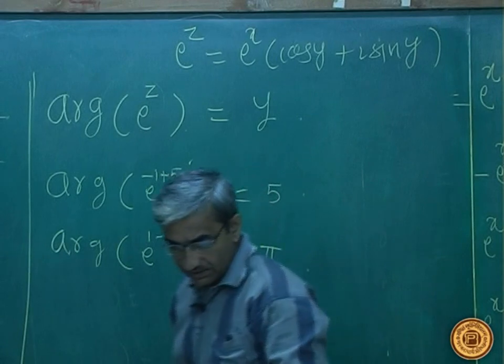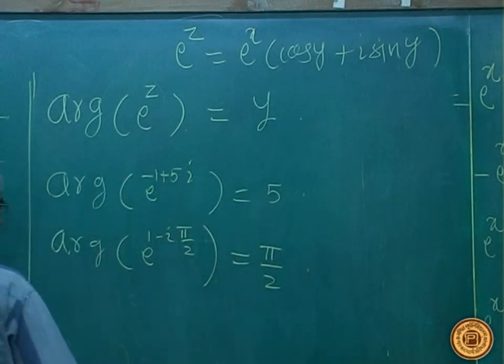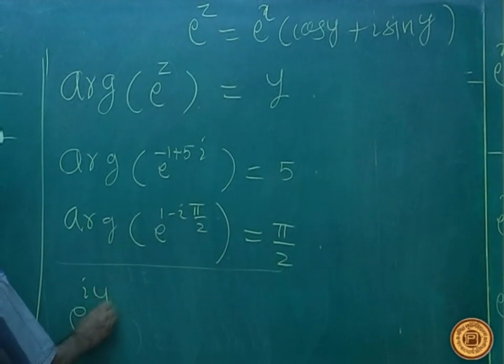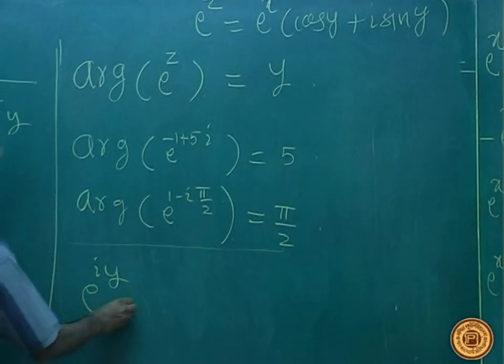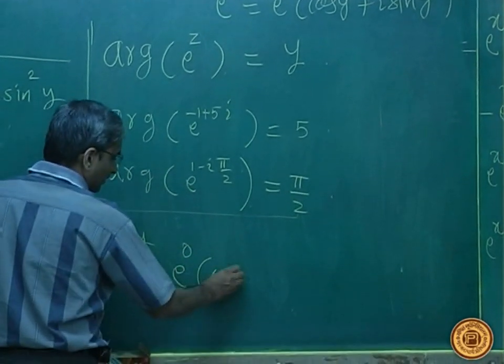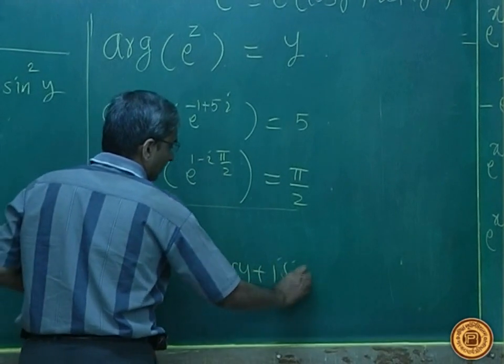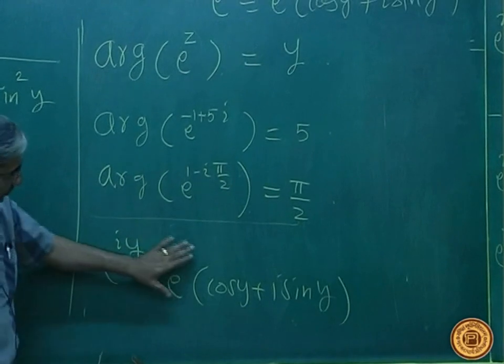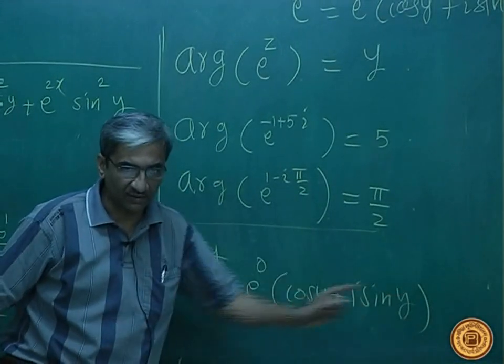Now the next property is that if you put x equal to 0, okay. Then e to the power iy, so x I am putting 0. So what do I get? e to the power 0 into cos y plus i sin y. That is e to the power iy. This is 1 now. That is cos y plus i sin y.